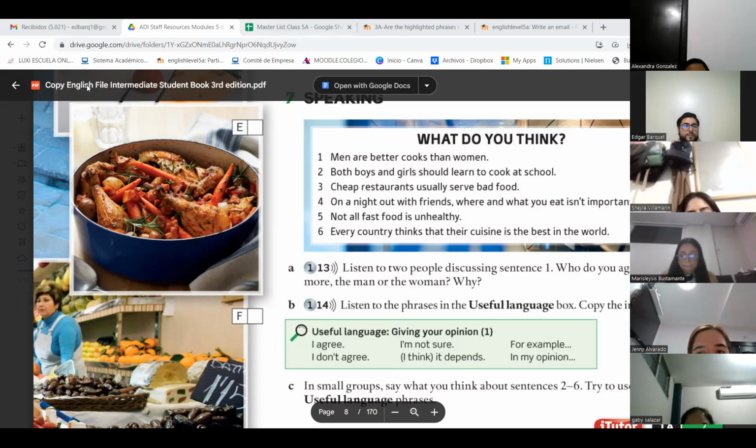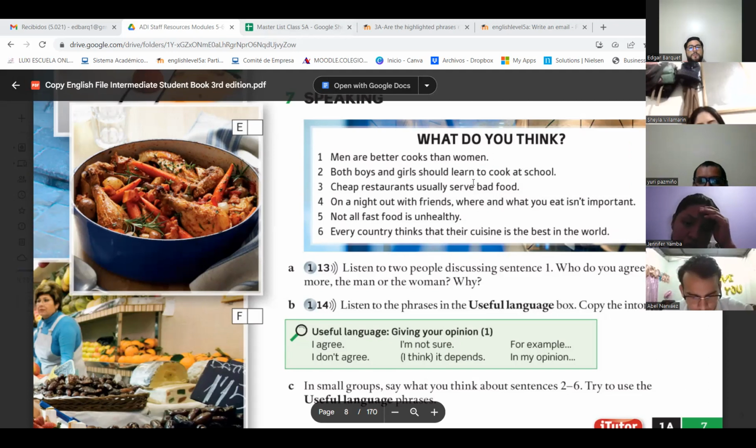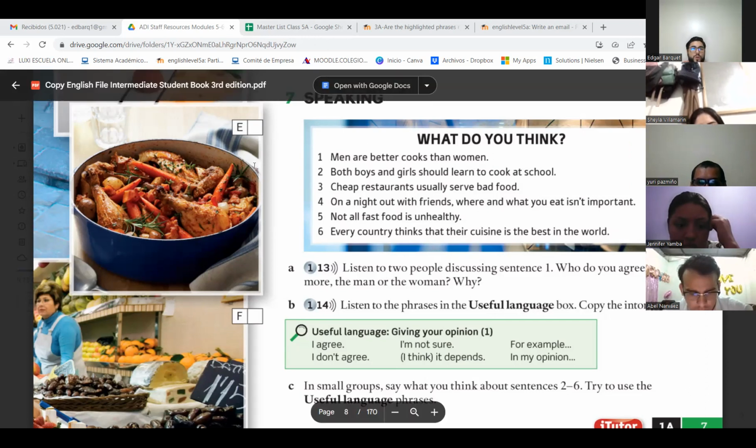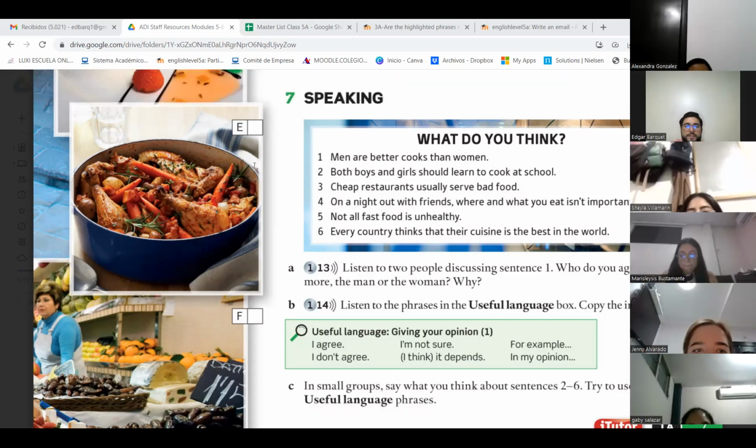All right, we have another proposal. Number 3. Cheap restaurants usually serve bad food. What do you think about this idea? Is cheap always bad? Do you know anything cheap that is very good and still cheap? Or maybe the opposite, is expensive food good every time? What do you think? Come on, I just want 2 participations before we get to the Flip grid.